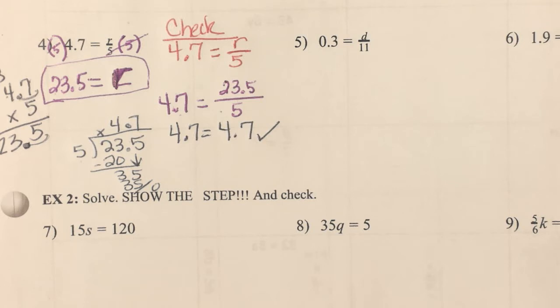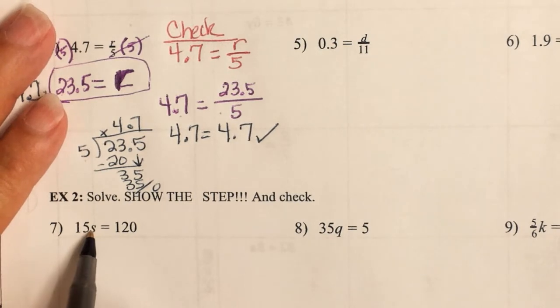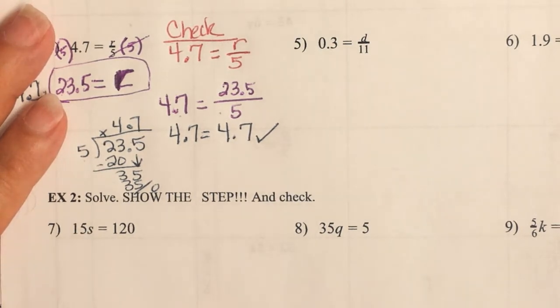On example 2, we are now looking at, down here at number 7, 15s equals 120. Listen, 15s bumped up against each other. What does that mean? Multiply. Listen, bumped up against each other means multiply. What is the opposite of multiply? Divide. So, look at how I show this.